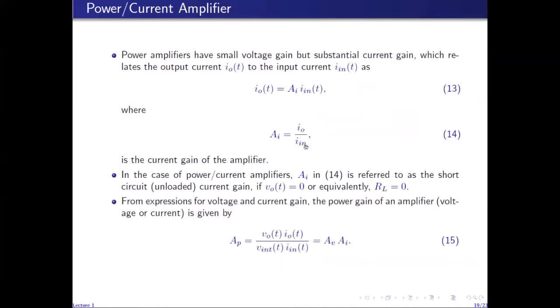Now, from the expressions for the current and voltage gain, we can find out the power gain of an amplifier, which is given by the output power to the input power, and can be seen to be given by the product of the voltage and current gains of the amplifier.